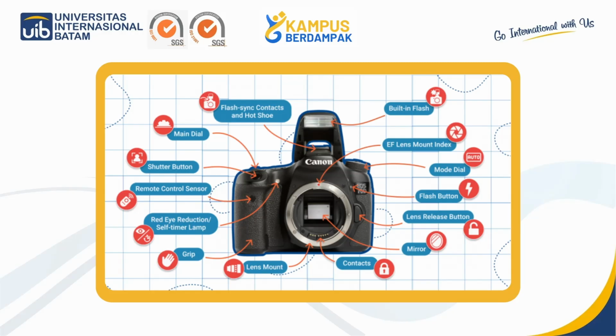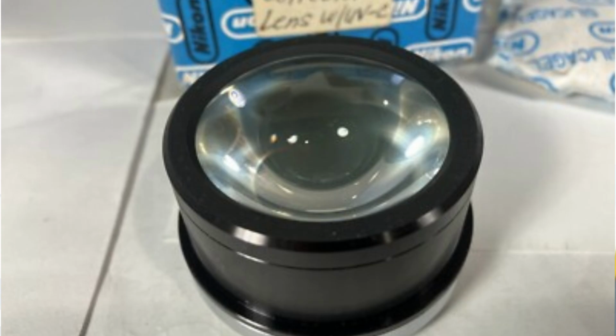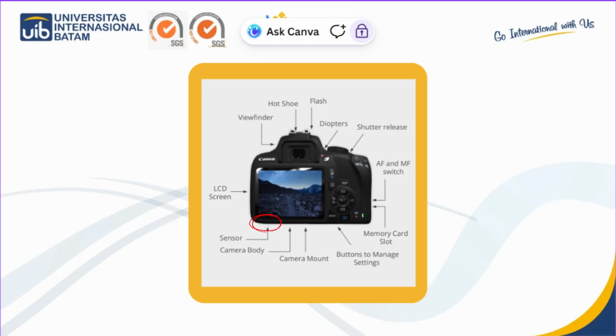Next, we have the mode dial. This is what is used to change the camera shooting mode from auto to manual, aperture priority, or even shutter priority. Next, we have the focusing screen. This is the glass surface where the camera mirror projects the image. Next is the condenser lens. This is what collects and directs the light from a light source to a specific point or plane. Next, we have a digital sensor.